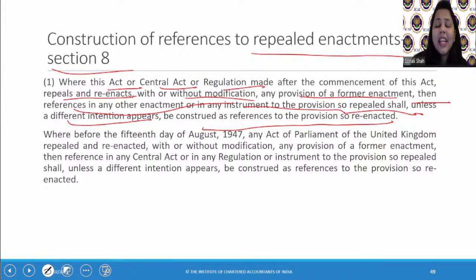So even if the necessary changes have not been made, wherever a reference to Companies Act 1956 is made, it will be interpreted as a reference being made to the Companies Act 2013. So even though Income Tax Act says that for this provision you have to refer to Companies Act 1956, now, because 1956 has been repealed and replaced by Companies Act 2013, you will automatically refer to Companies Act 2013. This is what is provided for in Section 8. Is that clear?